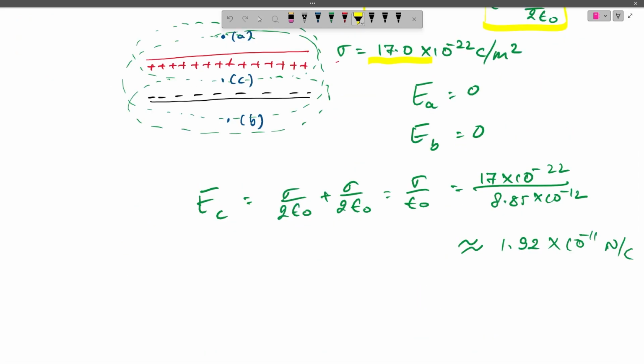Gaussian surface of this positive plate would result in the electric field as sigma by 2 epsilon naught. Similarly by the negative plate it would result in sigma by 2 epsilon naught, and they both will be in the same direction, away from the positive charge and towards the negative charge, like this one. Now they both will add up, since the angle between them is 0, and the vector addition would be sigma by epsilon naught, and this would give us 1.92 times 10 to the power minus 11 newton per coulomb.